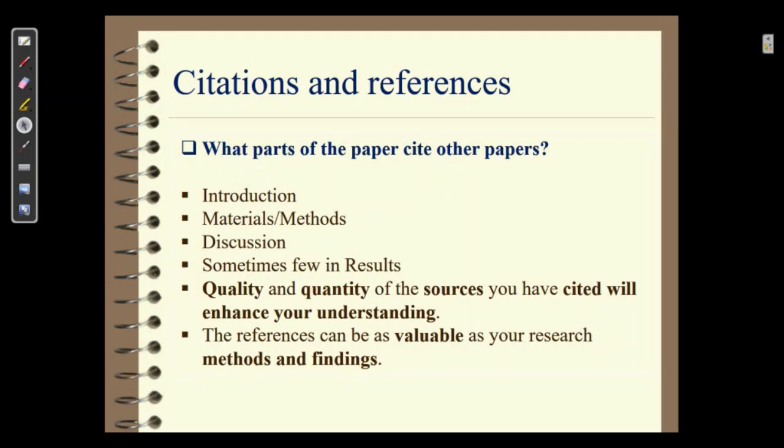Then we have the citation and references. What parts of the paper cite other papers? Let's say I have written the paper and I have done some experiments. Now the citation and references are very important, just as our experiment is important to us. Similarly, citation and references are very important, because they show that similar fields have already done some research or experiments. So what are the parts where the paper can cite other papers and articles?